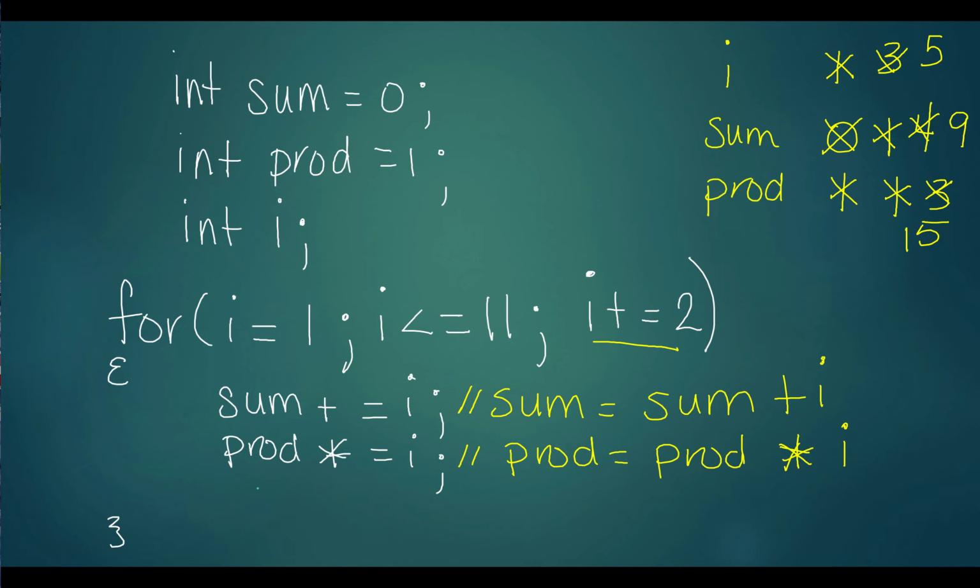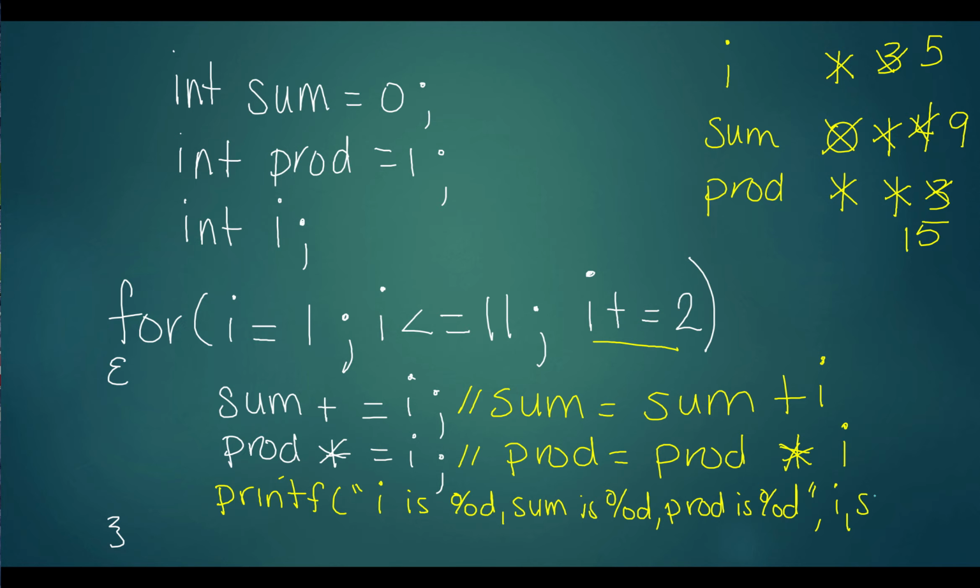Now if you want to, you can put printf in here so you can watch each step. You could printf "I is %d, sum is %d, and product is %d."